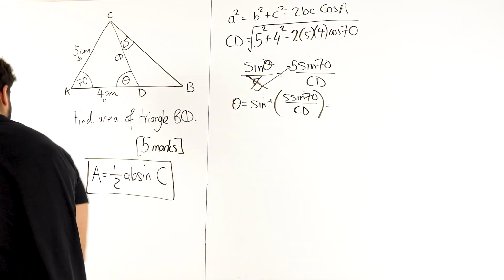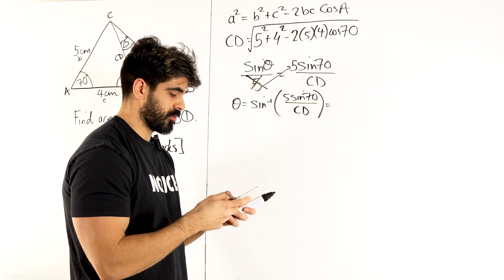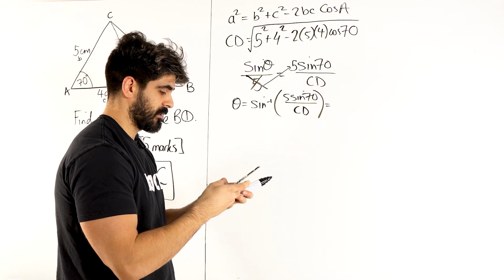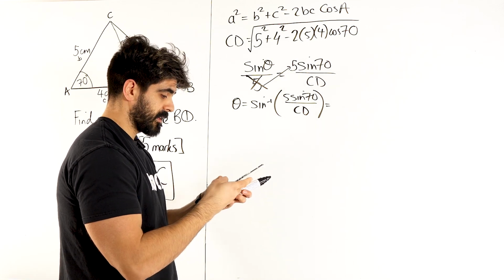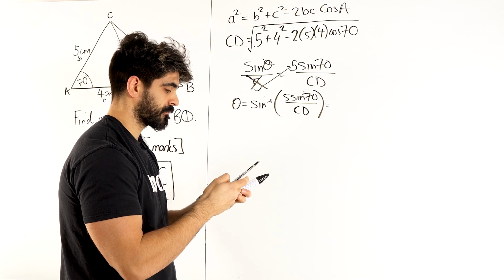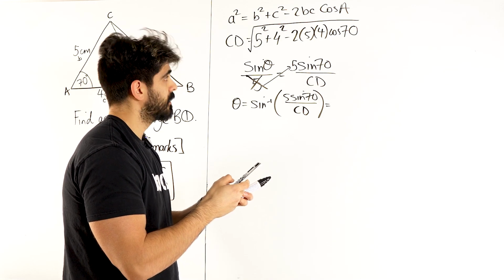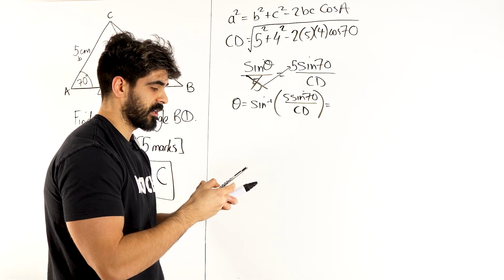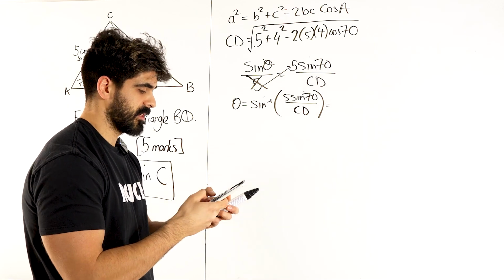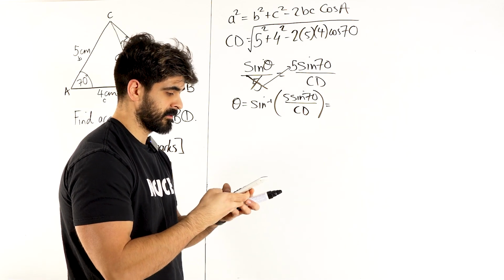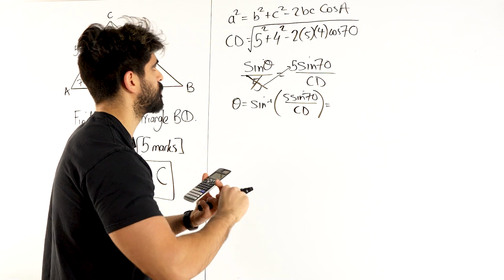Now, I'm actually going to have to type this in super quick. So you've got 5 squared, 4 squared, minus 2 times 5 times 4 times cos 70. Now I need to double check. On the top of my calculator it says radians. I need to change that to degrees. And I get 5.22.